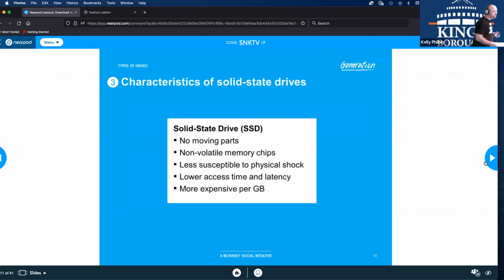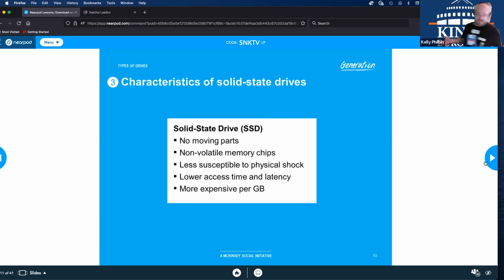Now we move on to our third of the 5 families, solid state drives. They have, as we had mentioned before, no moving parts. This is non-volatile memory chips, which means what? What does non-volatile mean? The data stays when the system loses power. When the power is cut off, the data remains.